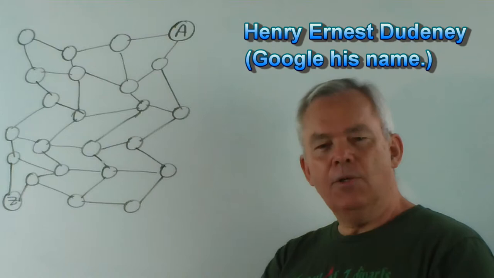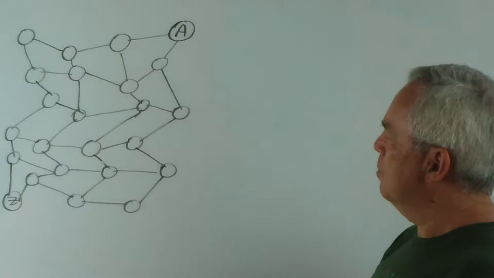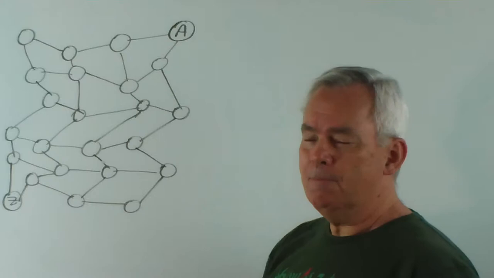That famous English puzzler, Henry Ernest Dudeney, produced hundreds and hundreds and hundreds of puzzles, and this is my reproduction of one of them. He challenges the reader to start from A and visit each of these towns represented by a circle just once and end at Z, or Z if you're American.